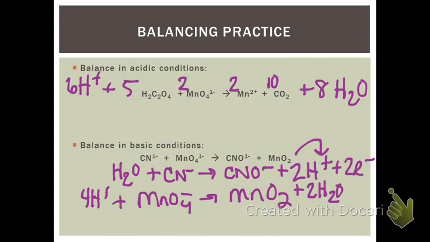Now in the second reaction, you have 4 protons and a negative permanganate. So net total on the left is 3+, and you have neutral on the right. So I'm going to need to add 3 electrons to bring the left side down to the right side.